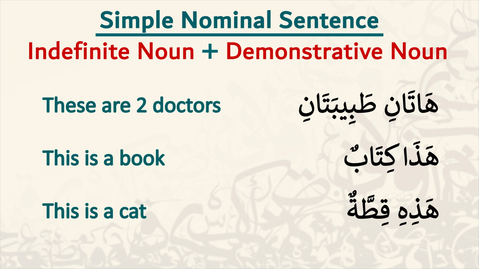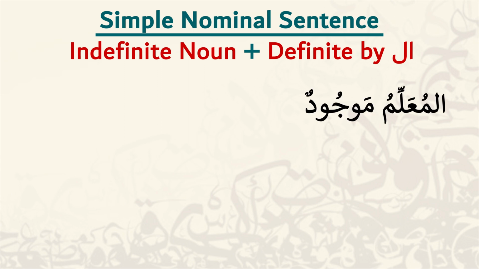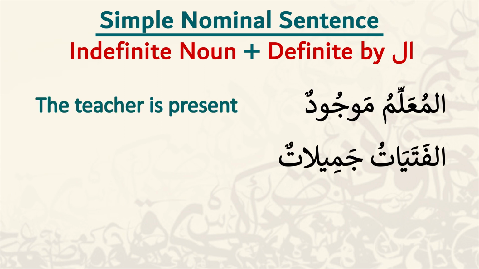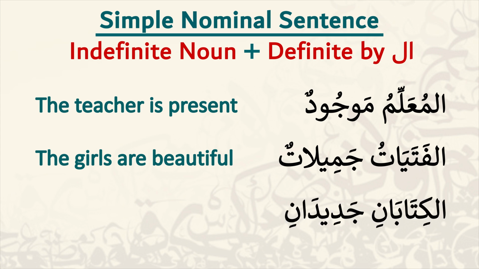The subject could be definite by the definite article as well. المعلم موجود. The teacher is present. الفتيات جميلات. The girls are beautiful. Or الكتابان جديدان. The two books are new.